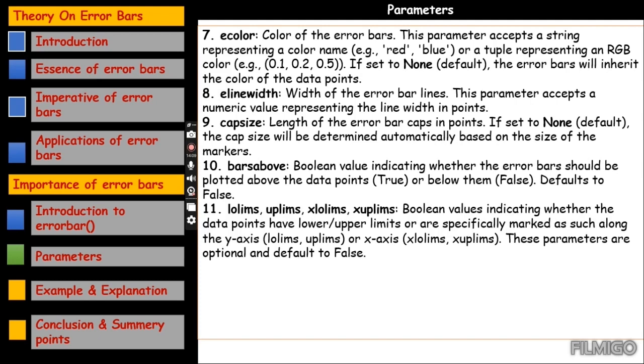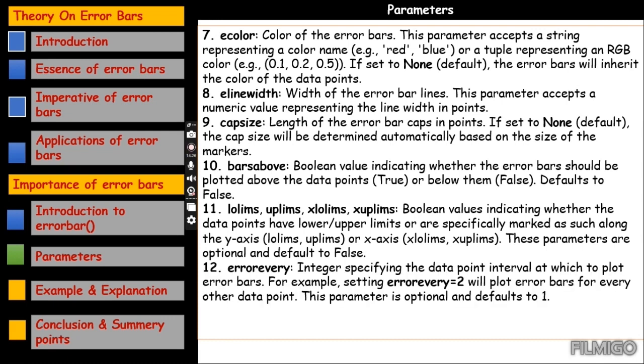Defaults to False. lolims, uplims, xlolims, xuplims: Boolean values indicating whether the data points have lower or upper limits, or are specifically marked as such along the y-axis (lolims, uplims) or x-axis (xlolims, xuplims). These parameters are optional and default to False.